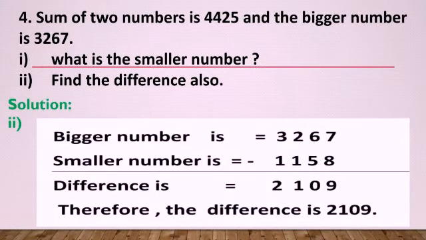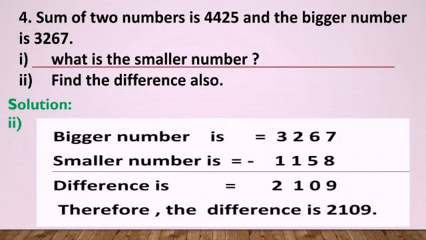Find the difference. As we have got the smaller number and the bigger number, we can easily subtract. Difference means we have to subtract. So from the bigger number, we have to subtract the smaller number. What is the bigger number? 3,267. It is already in the question, and we found the smaller number, 1,158. So if we subtract, we will get the difference.